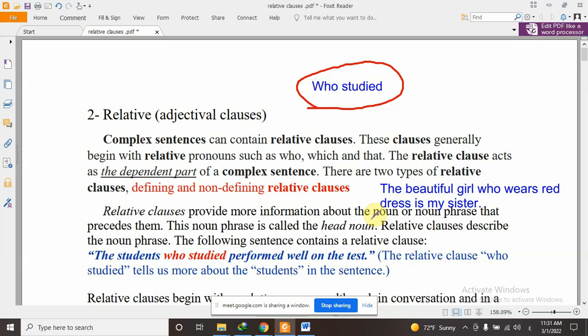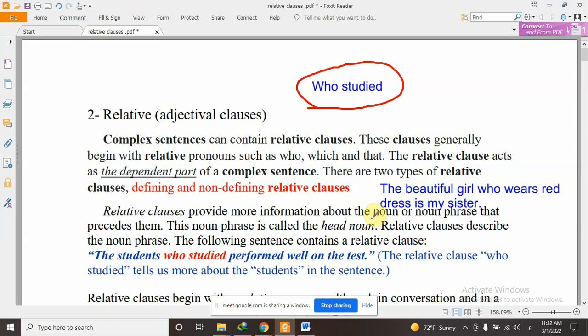Complex sentences, as I said, can contain relative clauses. These clauses generally begin with relative pronouns. Now we are going to differentiate between the time clauses and the relative clauses. First of all, from the pronoun. Within the time clause we have when, where, after, before, while, as soon as, which we call subordinating conjunction words. But relative clauses have another name, relative pronoun, because it is a pronoun relating to the noun which is preceding it.